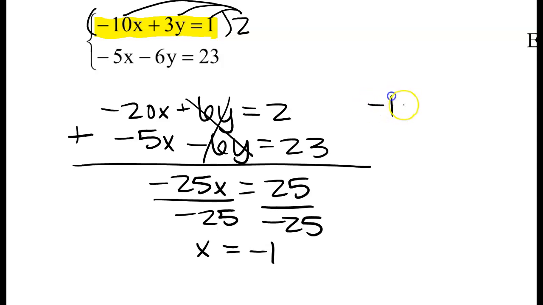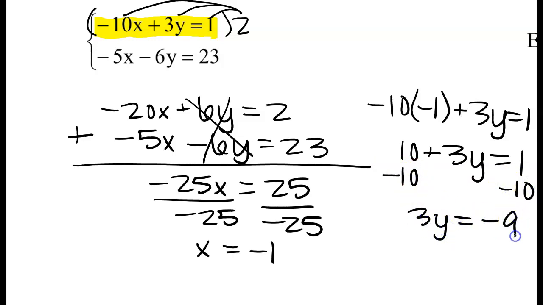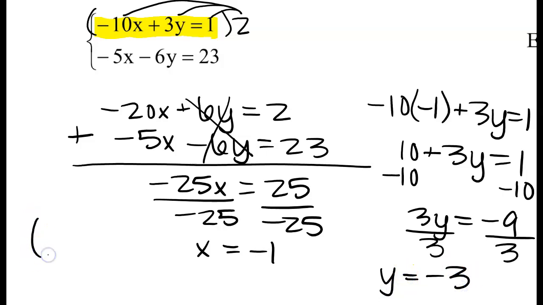So I've got -10. Instead of writing x, since I already solved for x, I'm going to put -1 in its place, plus 3y equals 1. So now I have one equation, one variable I need to solve for, y. So -10 times -1 is +10, plus 3y equals 1. And again, we're just doing the algebra at this point. So let's subtract 10 from both sides. You get 3y is equal to -9. Divide both sides by 3 to get y by itself. You get y equals -3. So my final answer, you need both x and y, is -1 comma -3.